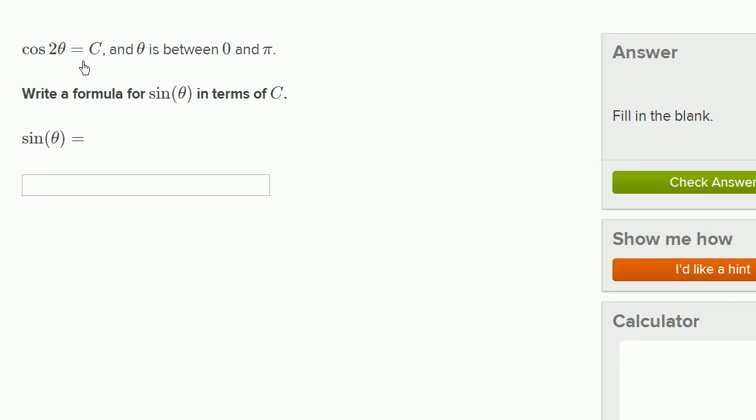Cosine of 2 theta is equal to c, and theta is between 0 and pi. Write a formula for sine of theta in terms of c. And so I encourage you to pause the video and try to figure this out on your own before I work through it. So I'm assuming you've had a go, so let's see if we can work through it together.